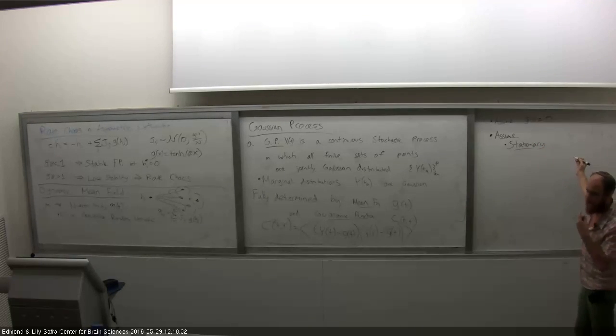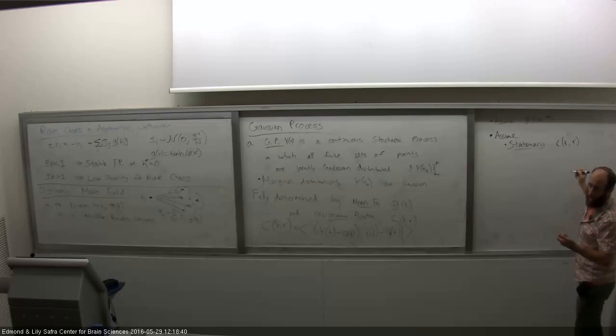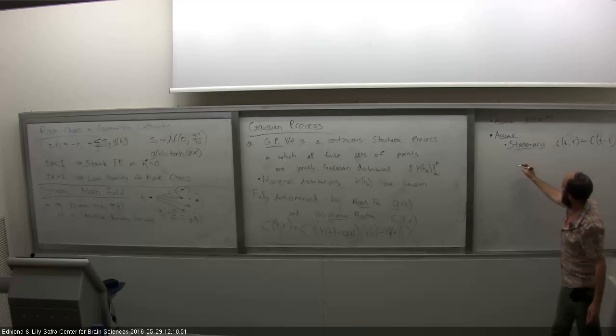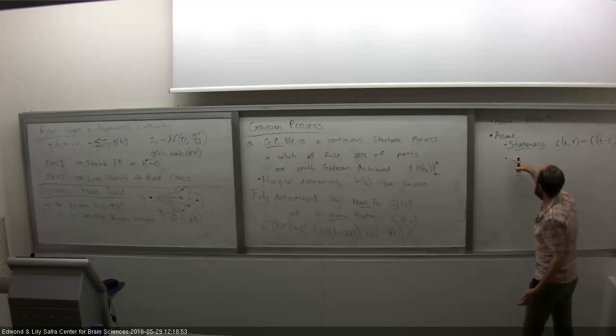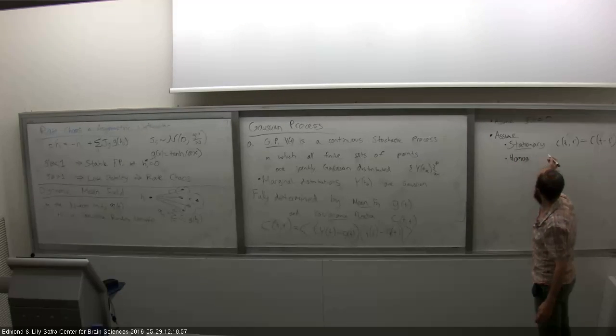Right? So stationary means that C of t, t prime, which in principle could depend on both time points, only depends on the time difference, t minus t prime. And formally, Jonathan didn't get into this level of detail in the definitions, but this is how it's often presented in the literature.